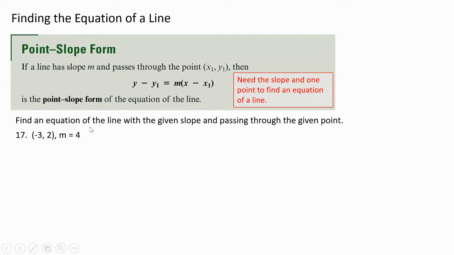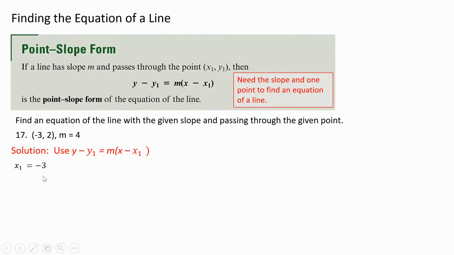Now, find an equation of the line with a given slope and passing through the given point. This is called the point slope formula, which is y minus y1 equals m times x minus x1. To use this formula, you must have the slope and only one point. That's why it's called point slope: one point and the slope. That way you can get the equation. So we're going to use y minus y1 equals m(x minus x1). The y and the x, you don't substitute anything there, only for y1 and x1.